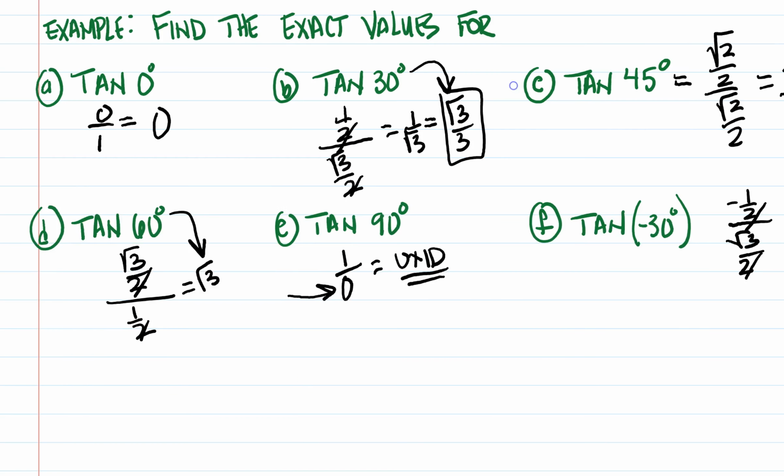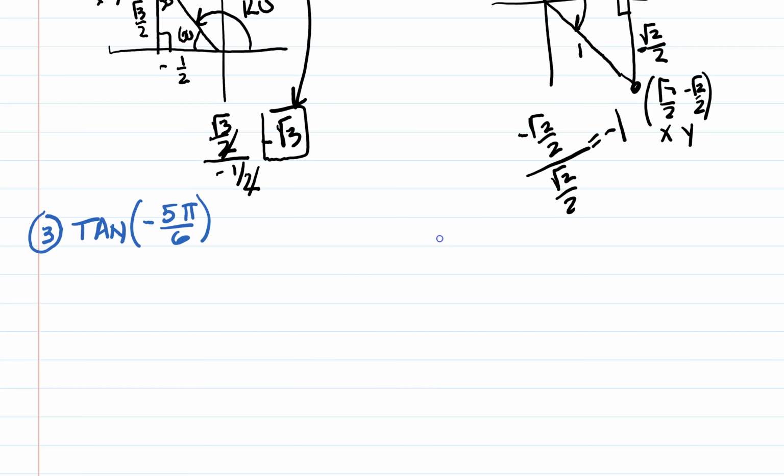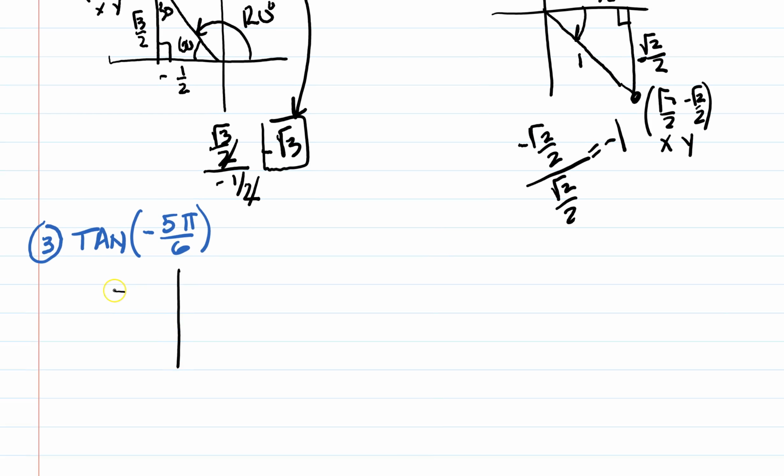Okay, if I drop it. So when I draw it, here we go. Let's think about how we would draw it. I would have negative 150 degrees. That means this is going to be a 30-degree reference triangle.